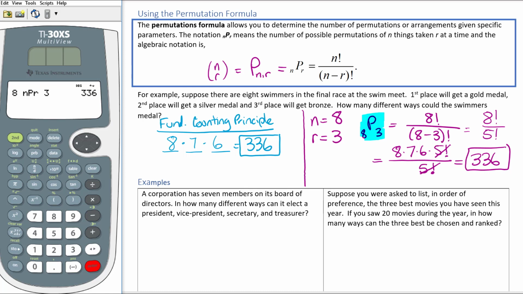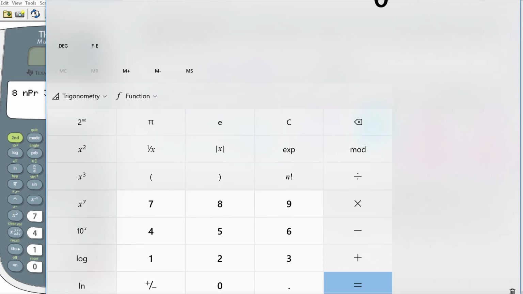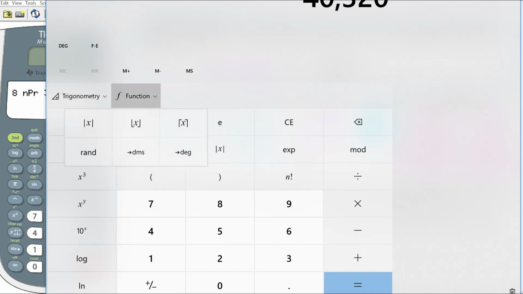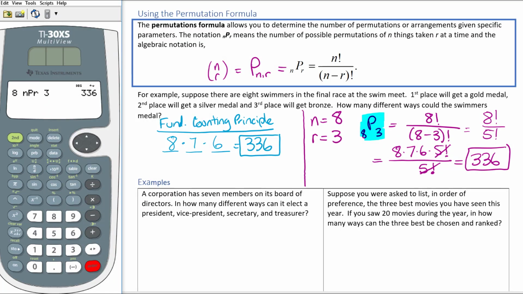Now, if you have another calculator that looks something more like this, where you might have it on your computer or something, you can do 8 factorial with that n button right here. But this particular calculator, even under all of the other choices, it doesn't actually have an nPr. And a lot of them, you're not going to have an nPr. So you're going to need to know how to do it using the formula or the fundamental counting principle.